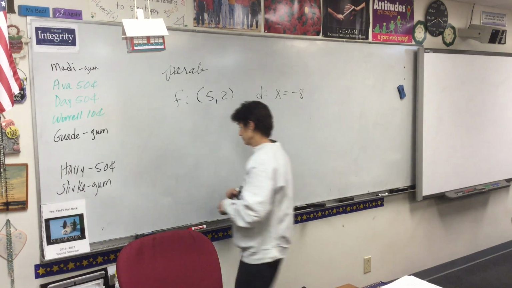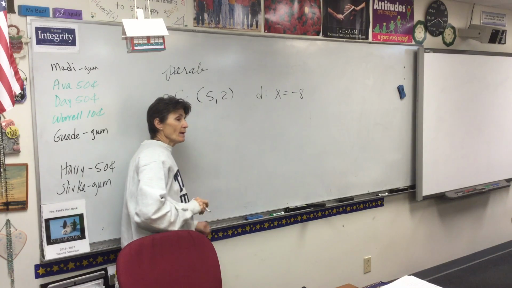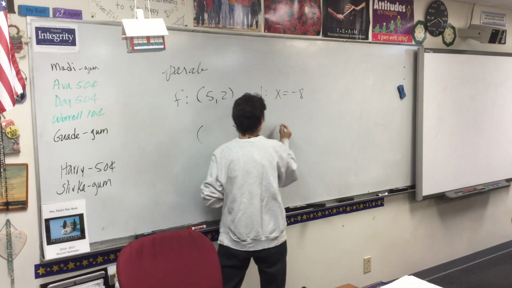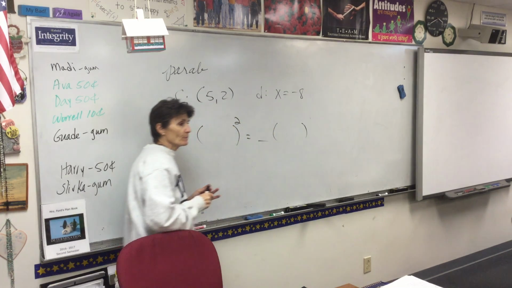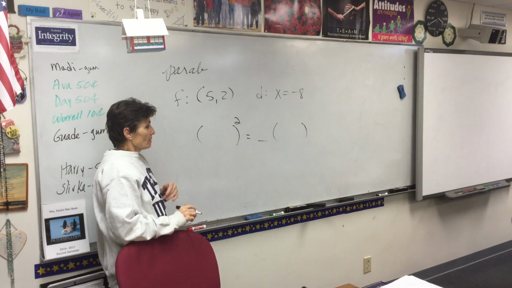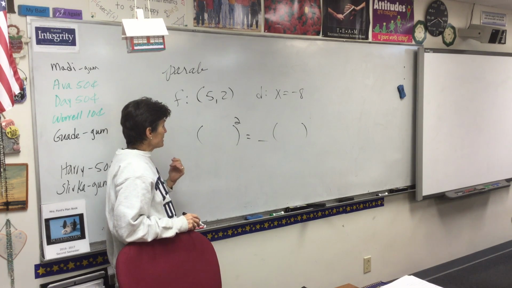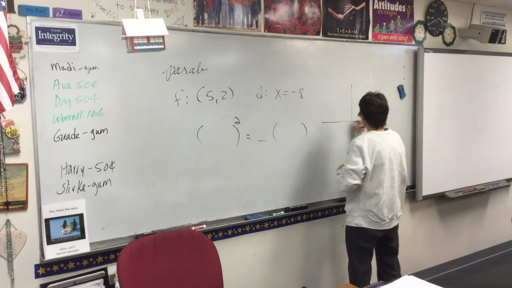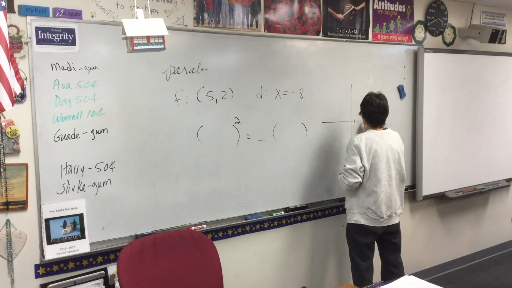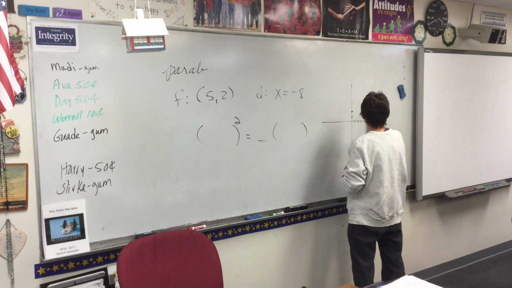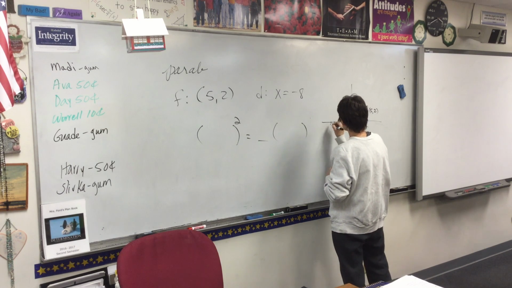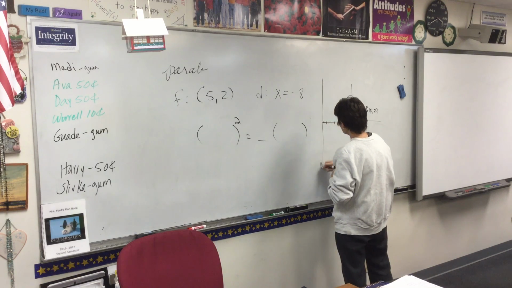So here we go. We know that the equation of a parabola has one variable squared. I really need to know which letter is squared. So let's get a feeling for what this looks like. Here's (5, 2). That is your focus, not your vertex. And x equals -8 is clear out here.